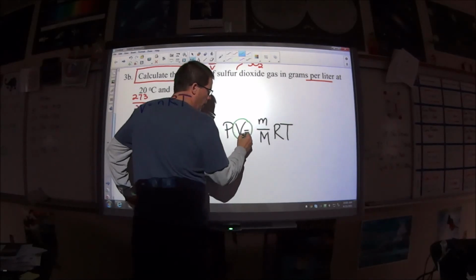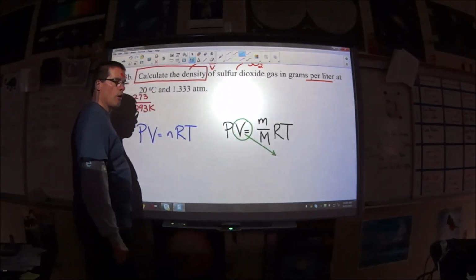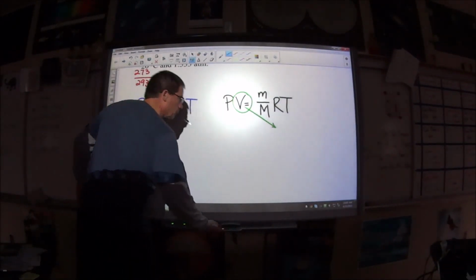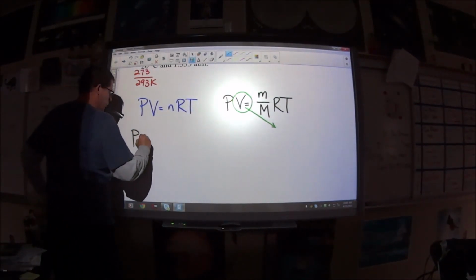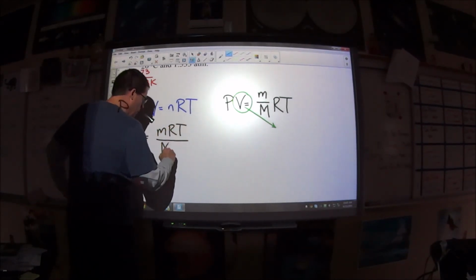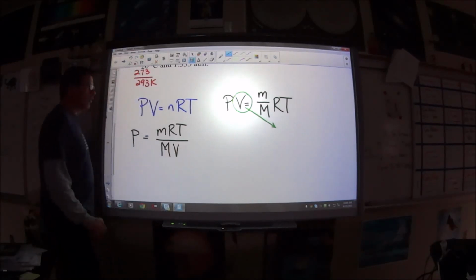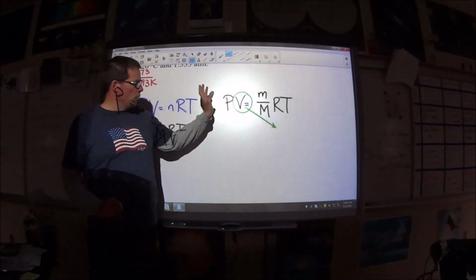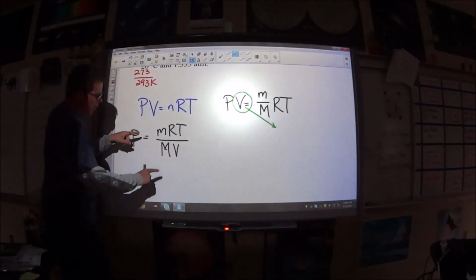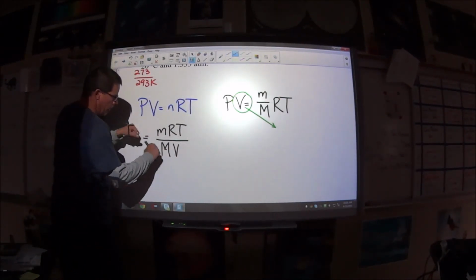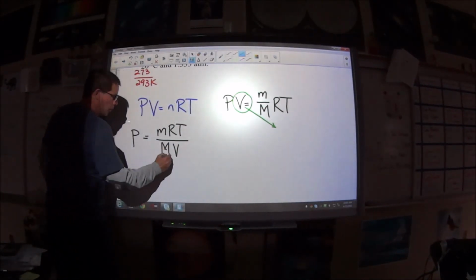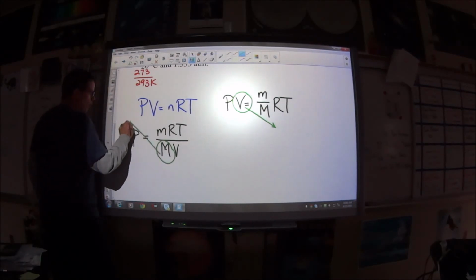So I'm going to start off by dividing by volume on both sides. And again, this is going to be a stepwise progression here. So now I've got P equals little m RT divided by big M and V. All right. So that's what's happened. I've taken the volume and divided it on both sides. Now I have this equation. Right now I'm happy because I have my mass and my volume where they need to be. So I'm going to move molar mass out of the way.